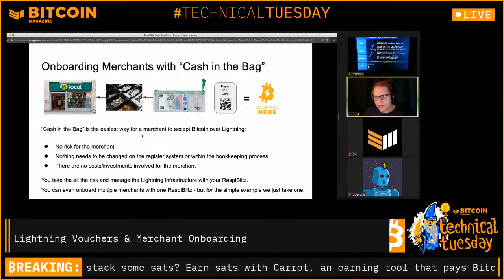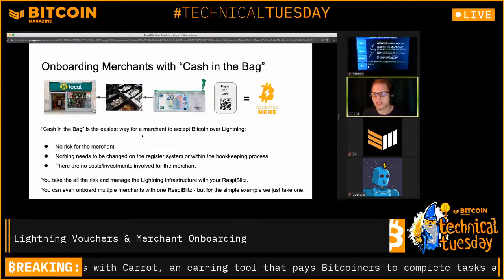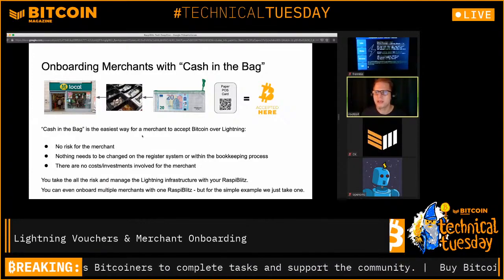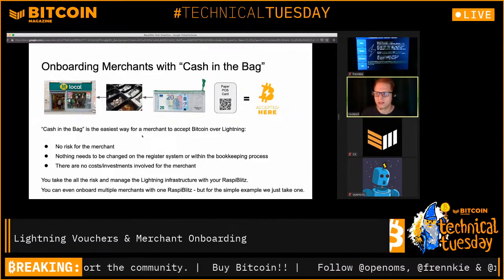I have to warn you at the moment: if you run both actions on your Raspberry Blitz, LNbits cannot pay itself that easily. This is also something we hope will be possible in the future. So if you give vouchers out and then let people pay here with cash in the bag, it's still a problem.